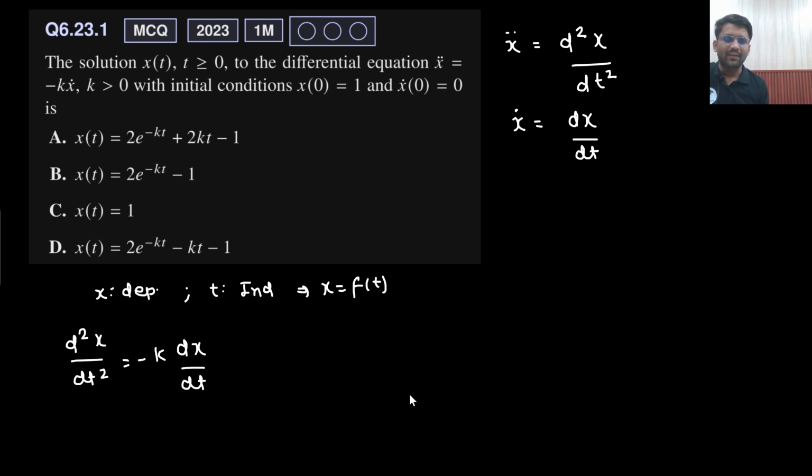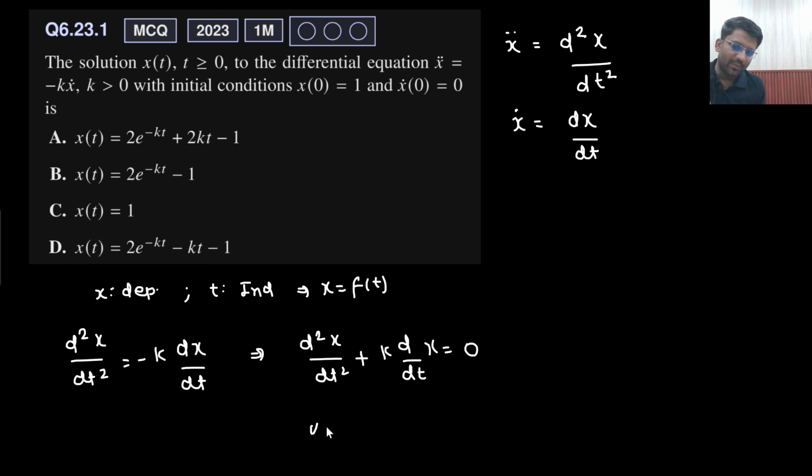So every term of x I will keep aside, on the left hand side. So what will I be getting? d square x by dt square plus k d by dt x. d square by dt square could be put as d square plus k into d.